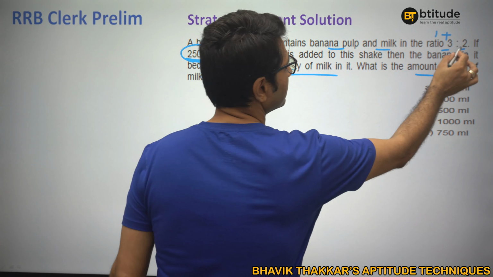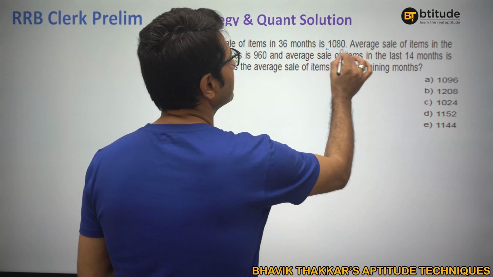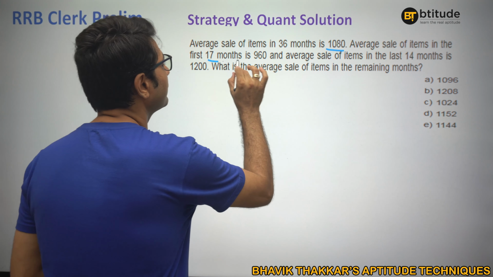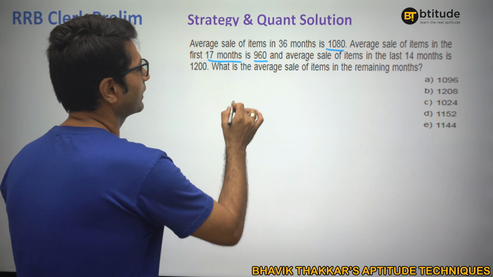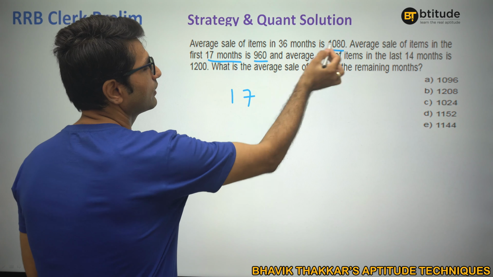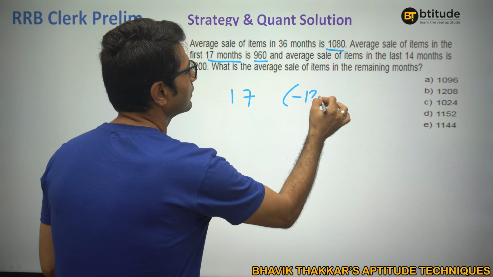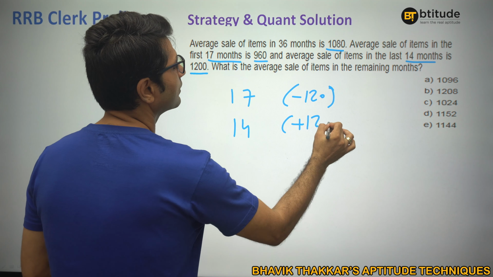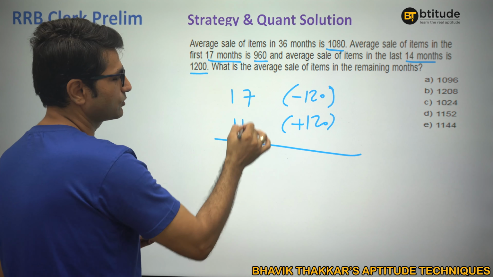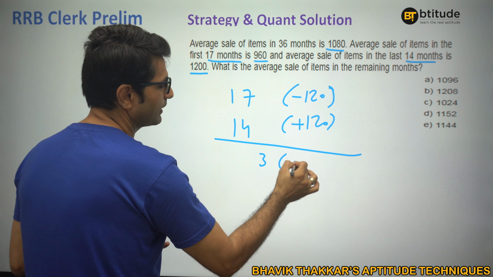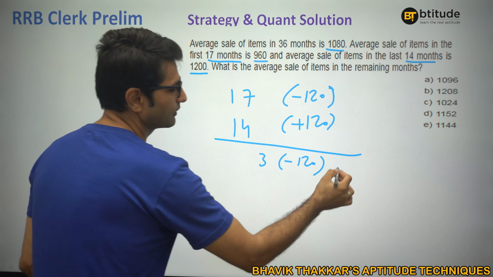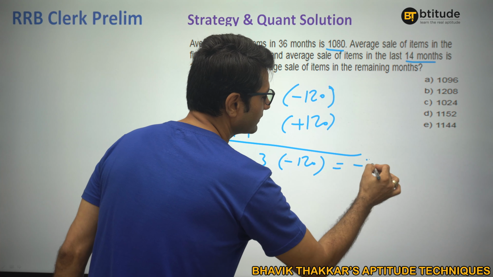Again, you can pause. Average sale of items is this. Average sale of items for the first 17 months is this. So I'll say, okay, for 17 months, I was 120 lesser, so I was behind my average. Then for the last 14 months, my average is this, so for the last 14 months, I am actually 120 plus. So in total, I am actually 3 into minus 120, right? The total of this. So I am actually behind my average by 360.